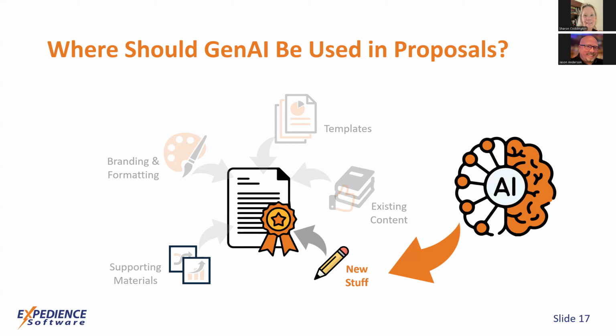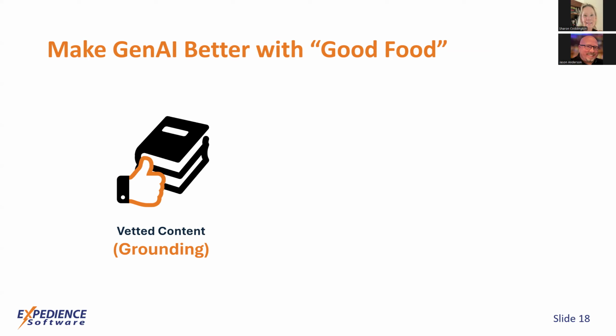So I talked about the problems with Gen AI. How do I make it better? How do I improve the outputs? I came up with this phrase "good food" when I was writing the slide. So if we can give generative AI better inputs, especially that content in that proposal content library, that is a wonderful input for Gen AI to produce for us great content, especially when I add to that content. By the way, they call that grounding, vetted content.